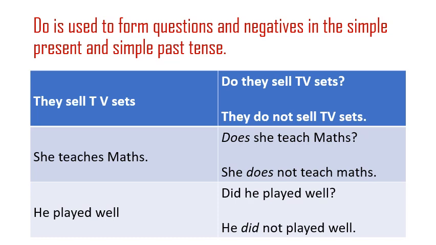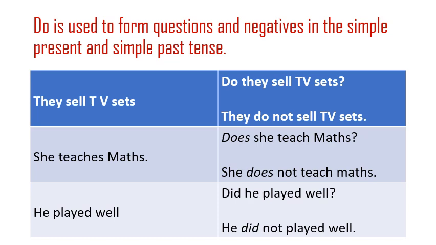Then the second sentence, they do not sell TV sets, is a negative sentence in present tense. Then, she teaches maths. It is a statement in present tense. Does she teach maths? The auxiliary verb does changes this into a question in present tense. She does not teach maths. The statement changes with does not into a negative sentence.